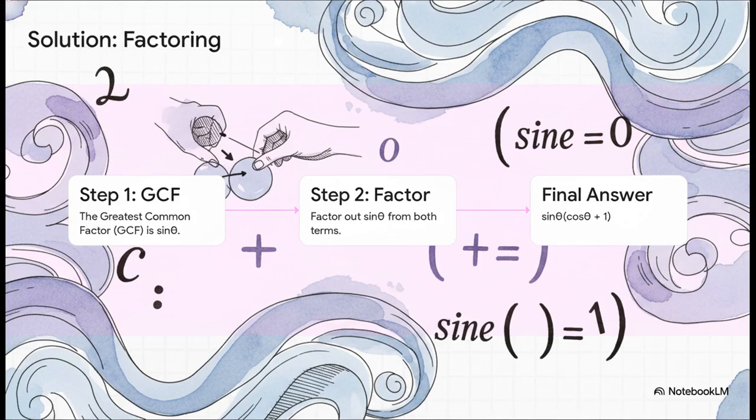So, step 1, convert to sine and cosine. Well, it's already done for us. Steps 2 and 3 don't really apply here, so we can jump straight to step 4, factoring. So we ask ourselves, is there a greatest common factor? And yeah, it's clearly sine theta. We pull that out, and what are we left with? Our final simplified answer, sine theta times the quantity cosine theta plus 1. And just like that, we're done.